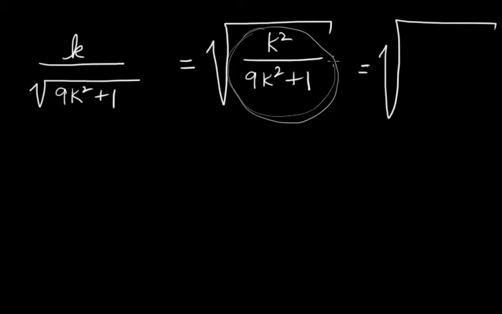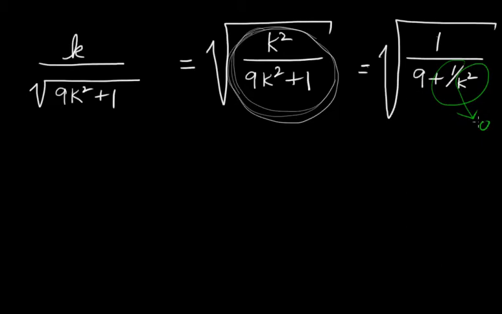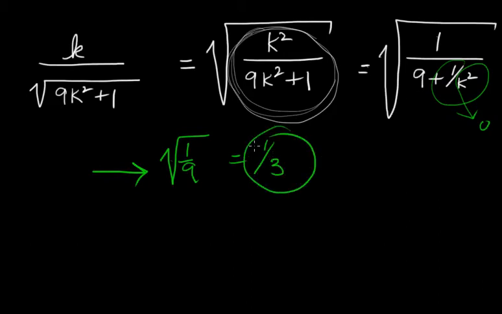The most powerful term in this quotient, growing the fastest, is the k squared terms. So we'll divide by k squared. We don't care about the constant 9. So we have k squared over k squared is 1, and 9k squared over k squared is 9, plus 1 over k squared. Well, now we can see clearly this goes to 0, and so taking the limit, our answer is the square root of 1/9, or 1/3.